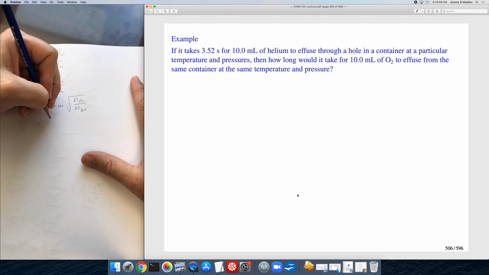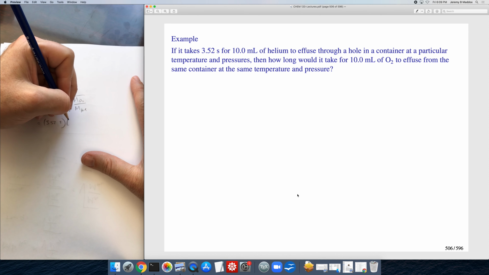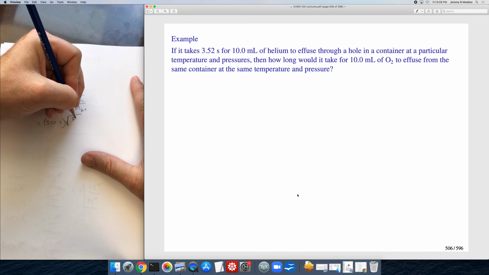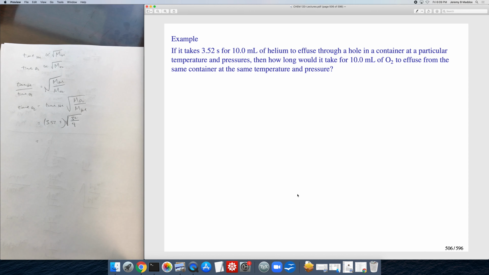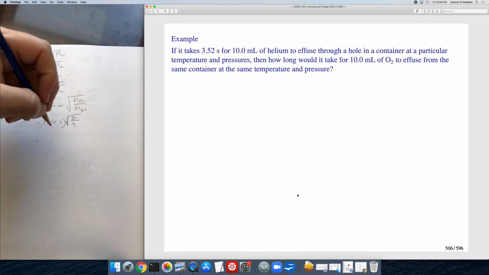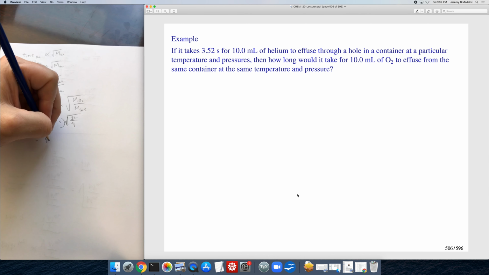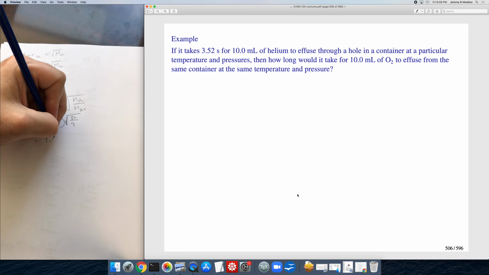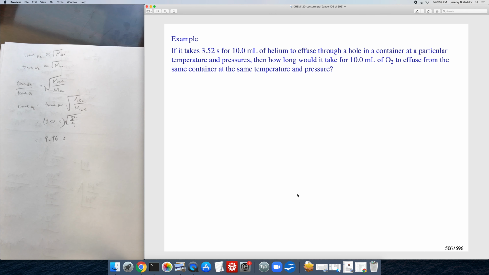So it took 3.52 seconds for the helium. And then we'll do the square root of 32 for oxygen divided by 4 for the helium. And as expected, because the oxygen has a larger molar mass, it's going to effuse more slowly, and it's going to take 9.96 seconds for 10 milliliters of oxygen to effuse through the pinhole in the container.